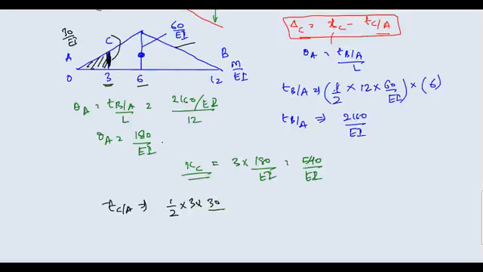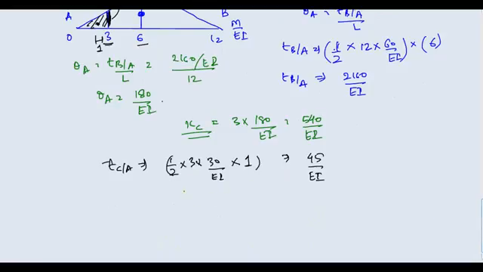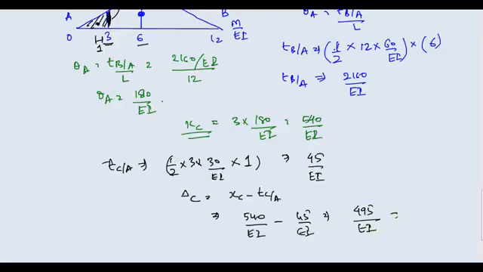So half into 3 into 30 upon EI, this is your area, multiplied by the distance of the CG of this triangle. I think it is 1/3 of 3, that is 1. So the value that you will get here is, I think, 45 upon EI. Now I think our job is done. Delta C is equal to XC minus TC upon A, that is 540 upon EI minus 45 upon EI. I think you will get 495 upon EI. This is your answer. This is the value of delta C.